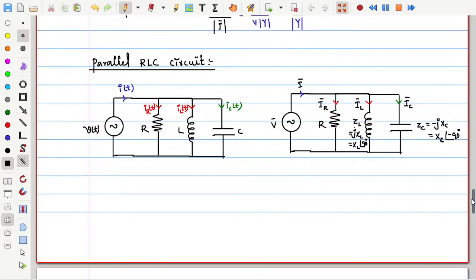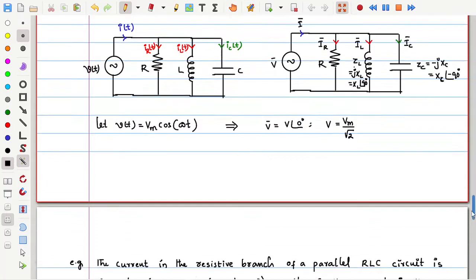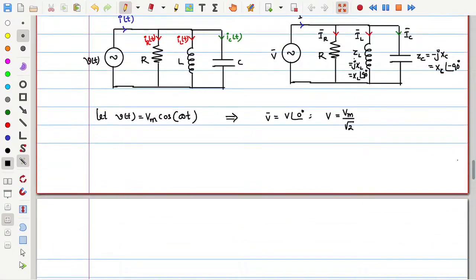So now, just see what is common for this parallel circuit: the voltage. So let the voltage be Vm cos omega t, and immediately express this in phasor form. V bar is equal to V at an angle 0, where V is the RMS value of the magnitude, which is equal to Vm by root 2. So now you can write all the things as we saw previously. So I can write quickly IR is equal to V by R at an angle 0. These are already repeated things, so I am writing V into G at an angle 0.